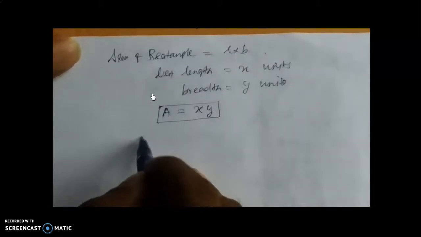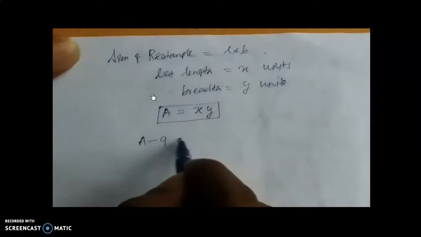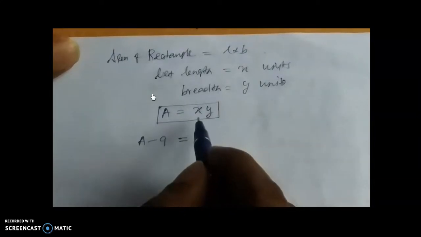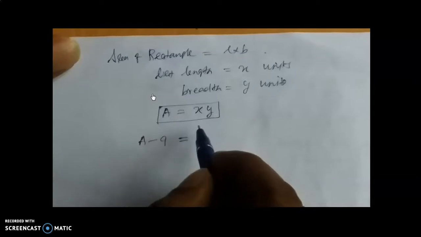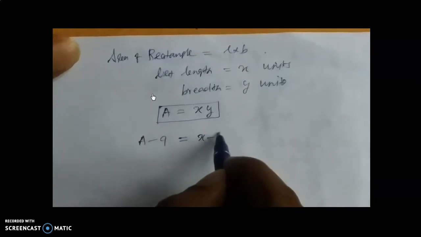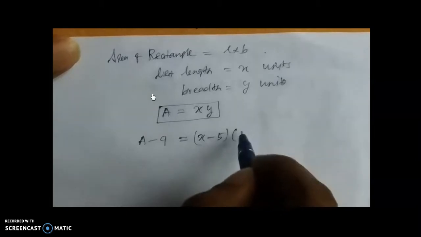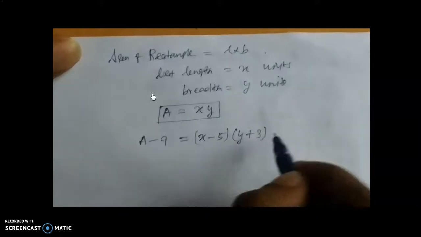The area A minus 9 equals what? What is the change in length? The length is reduced by 5 units, as given, so x minus 5. And similarly, what is the change in breadth? The breadth is increased by 3 units, therefore y plus 3.